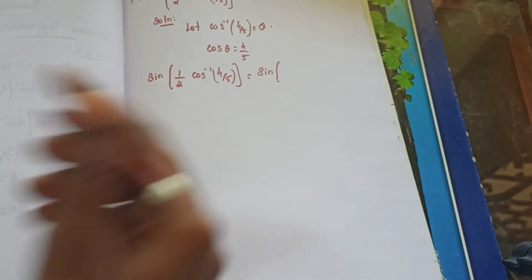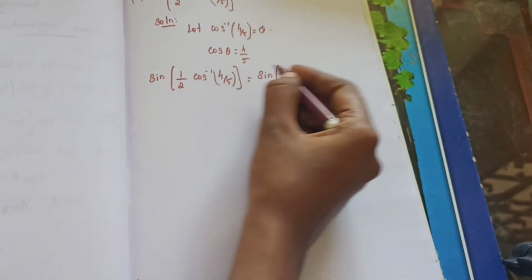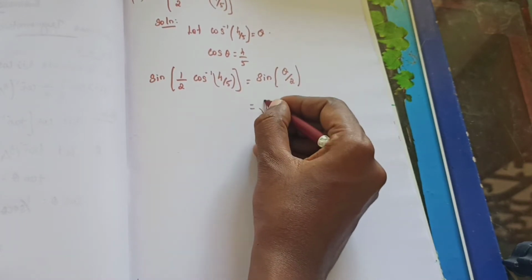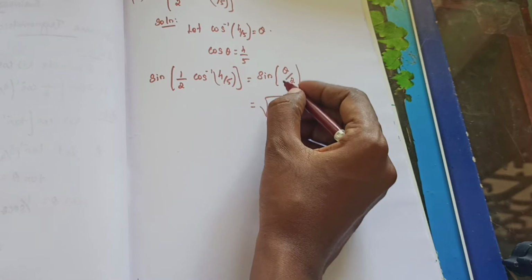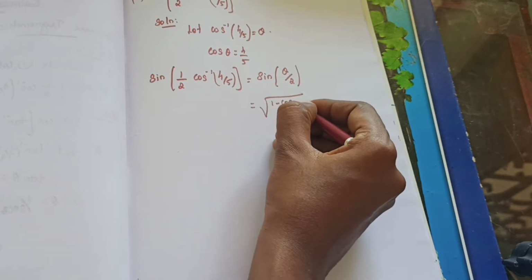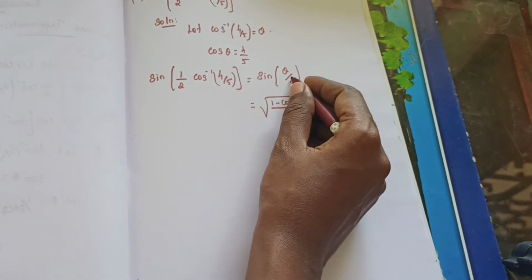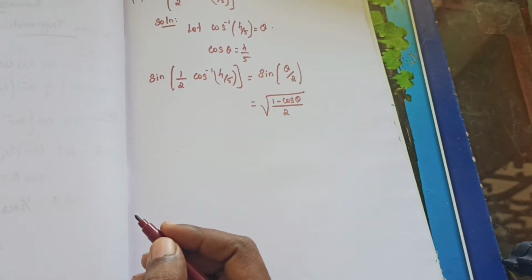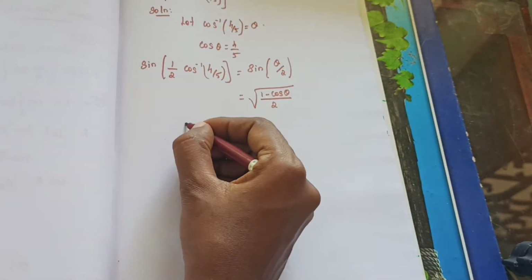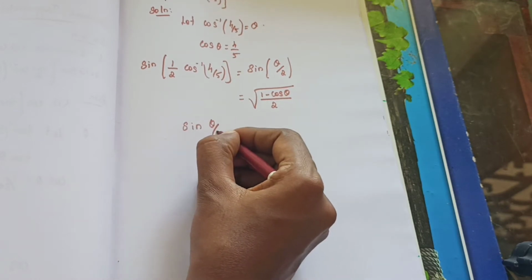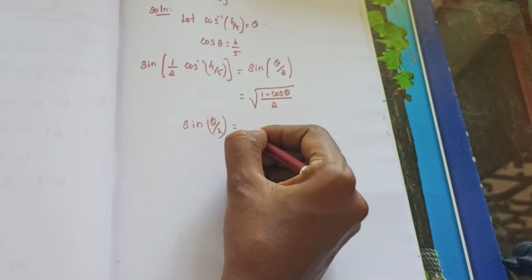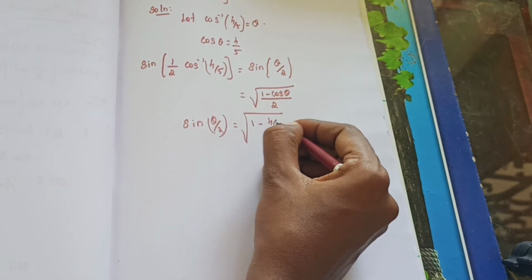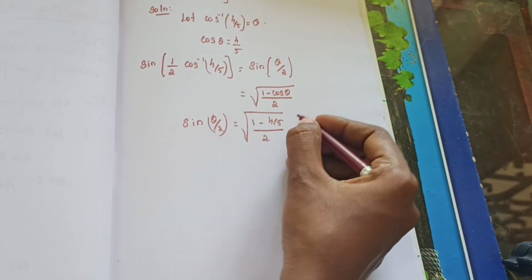Sine of this one as theta. So how much will you get? Theta by 2. That is equal to square root of, you will write, 1 minus cos theta by 2. Is it right? So here, in place of theta, we have theta by 2. So sine theta by 2 is equal to square root of 1 minus, what's the value of cos theta? 4 by 5, divided by 2.